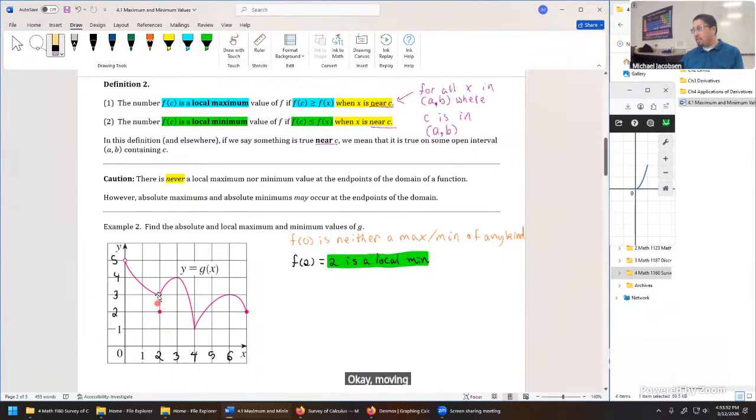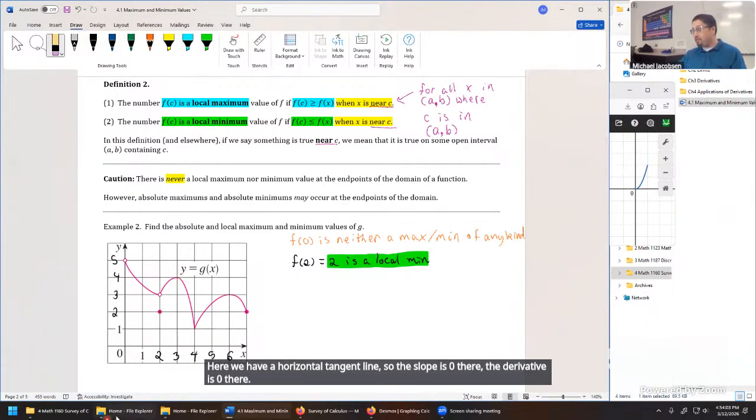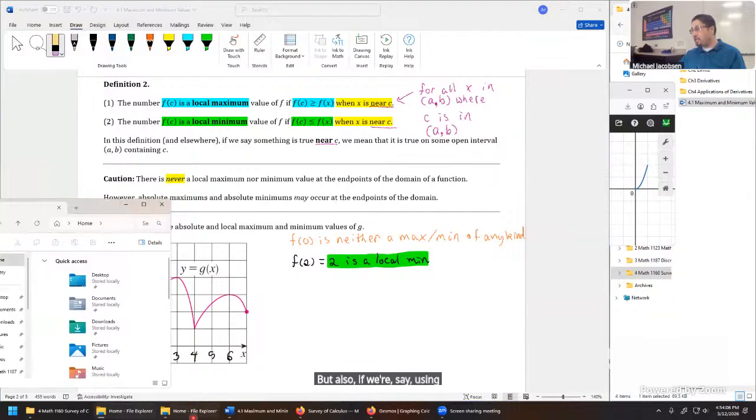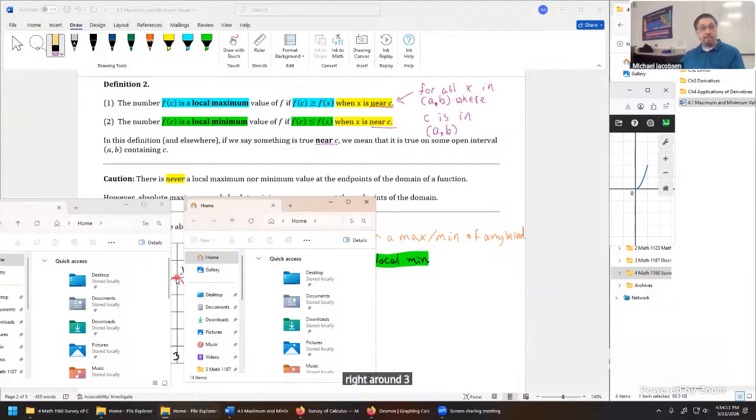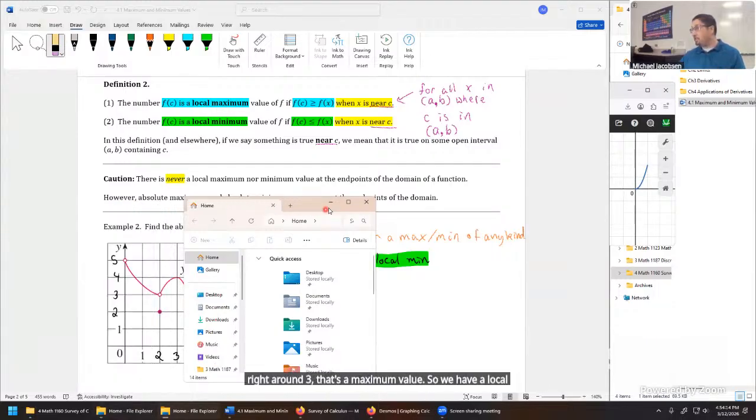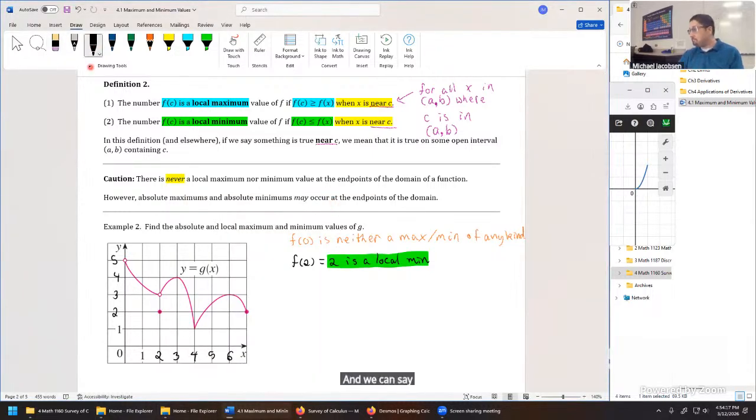Okay, moving across the graph, if we go up to this one, here we have a horizontal tangent line, so the slope is 0 there, the derivative is 0 there. But also, if we're, say, using the note card trick and visualize the function this way, right around 3, that's a maximum value. So we have a local maximum at that location, and we can say f at 3. What does f at 3 equal to? It outputs a value 4, which tells us that 4 value is a local max.